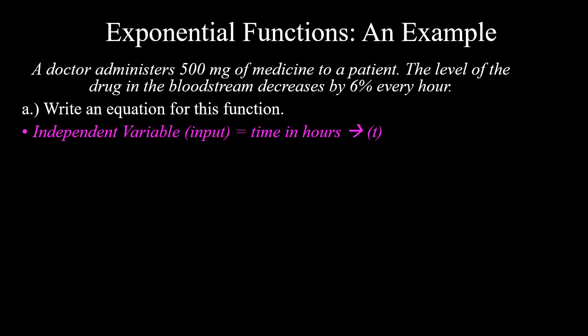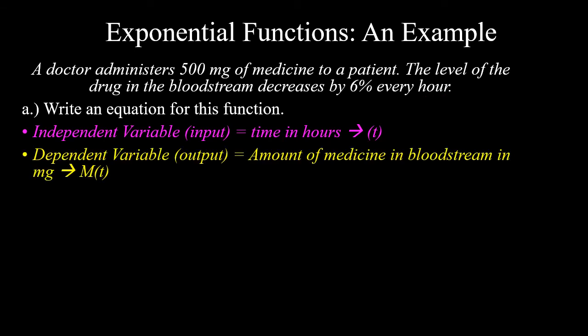So our independent variable, our input, we're going to call time. This is given to us in hours, okay? And I gave this the smart label T, and of course my units are hours, all right? Because that's what we were given in the problem. Which means my dependent variable is the amount of medicine in the bloodstream for our patient. Okay, the units we were given are milligrams, and I'm just going to give this the smart label M of T for medicine over time.